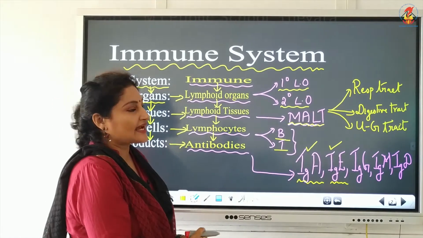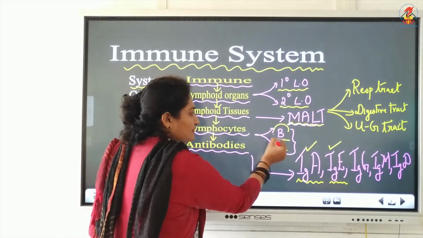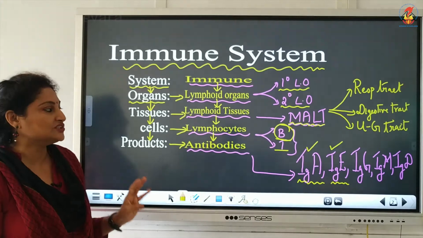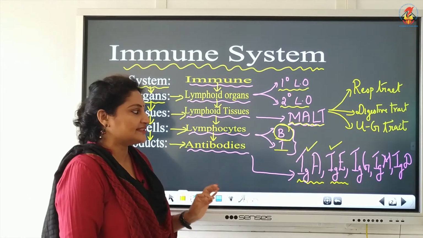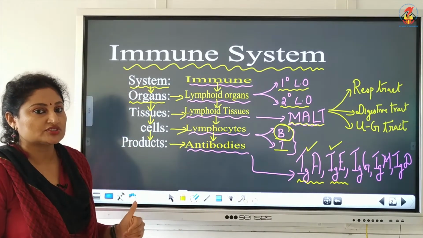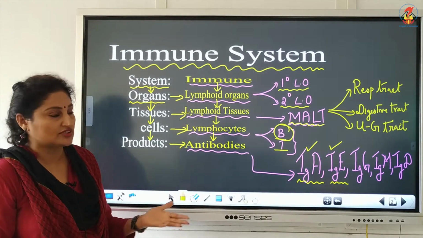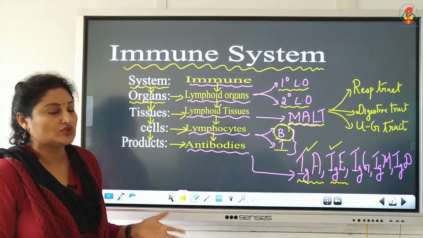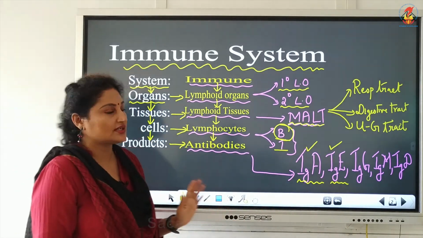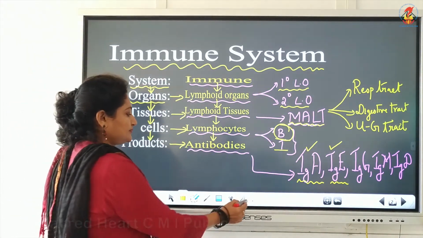Then the antibodies. Antibodies are the products we know of the B lymphocytes, not of the T. B lymphocytes, the products are the antibodies. There are 5 types of antibodies, namely IgA, IgE, IgG, IgM and IgD. And IgA, we have learned, is present in the colostrum of mother's breast milk. It is rich in this IgA, that is colostrum, and it helps in providing immunity to the newborn child. IgE is produced at the time of allergic reaction. Clear? Now we are going into the details of lymphoid organs.